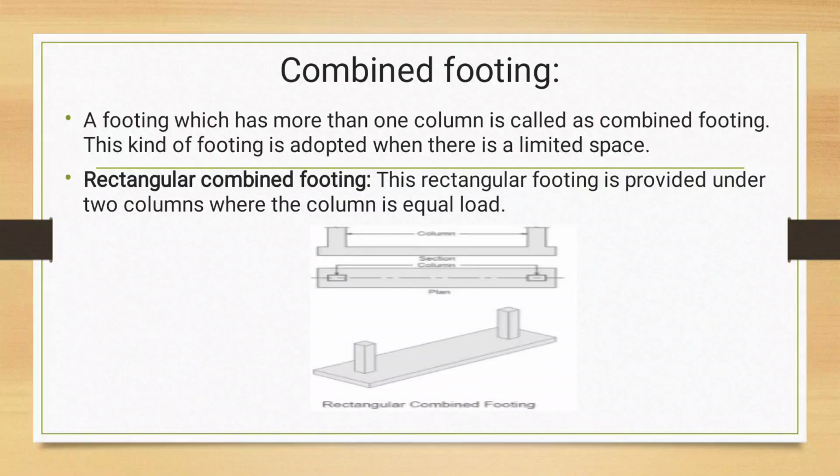Next one is combined footing. Combined footing means a footing which supports two or more columns. This kind of footing is adopted when there is limited space. In combined footing, there are two types: rectangular combined footing and trapezoidal combined footing. In rectangular combined footing, it is provided under two columns where the columns are equally loaded.